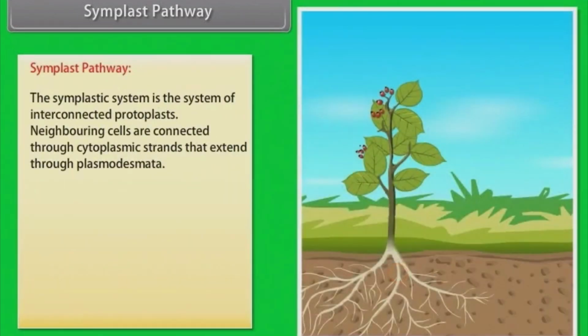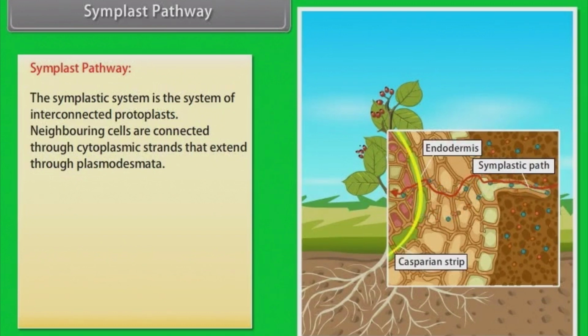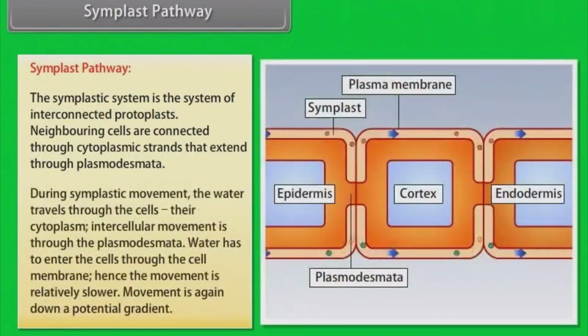Symplast pathway. The other pathway is the symplast pathway. The symplastic system is the system of interconnected protoplasts. Neighboring cells are connected through cytoplasmic strands that extend through plasmodesmata. During symplastic movement, the water travels through the cells, their cytoplasm. Intercellular movement is through the plasmodesmata.